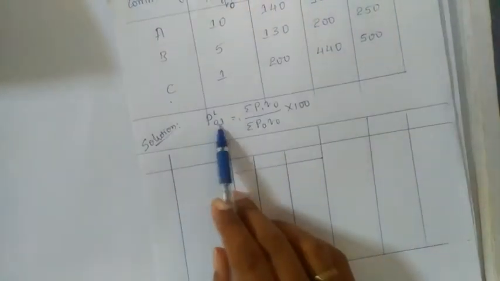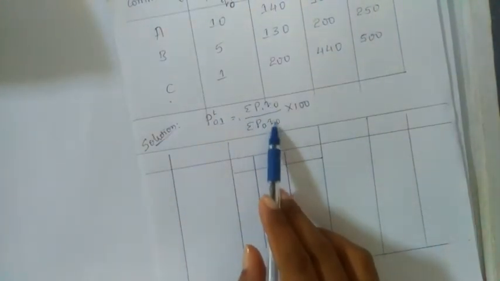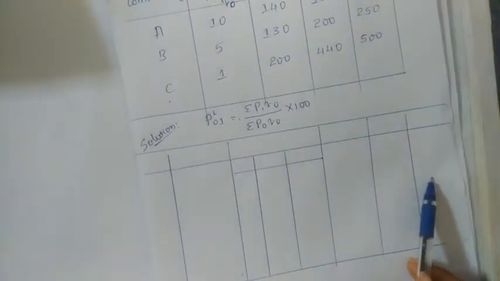Next step, draw the columns. For the Laspeyres price index number, you need to calculate these two values, so I draw the two extra columns here. First you have to write the commodity.